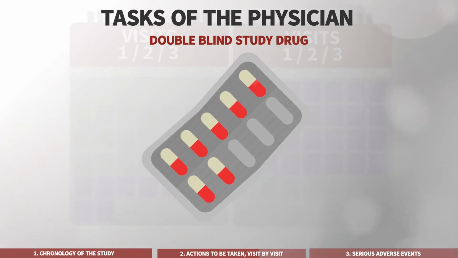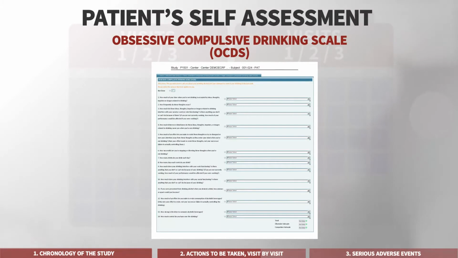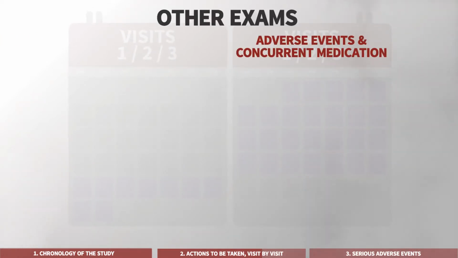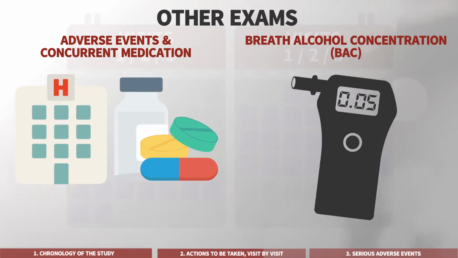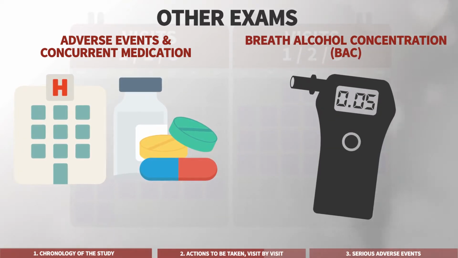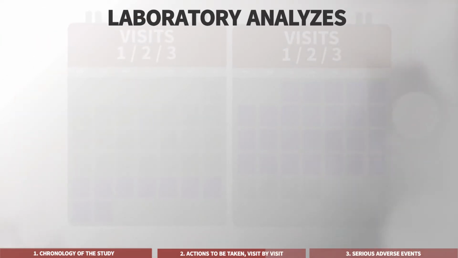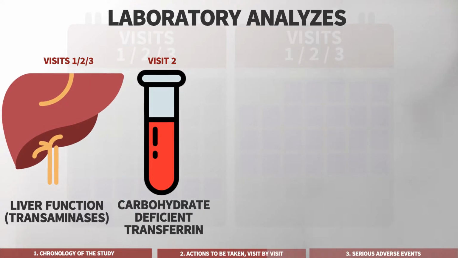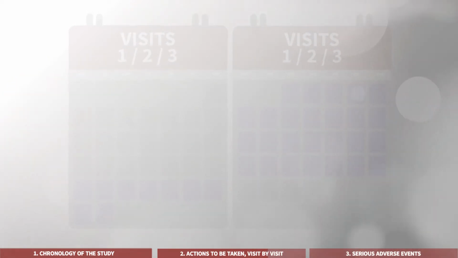Dispensing double-blind study drug. Patient's self-assessment: the Obsessive-Compulsive Drinking Scale, OCDS. Analysis: check adverse events and concurrent medication. Breath alcohol concentration. The patient continues the cognitive behavioral therapy. Liver function test. Carbohydrate deficient transferrin. Urine test. ECG.